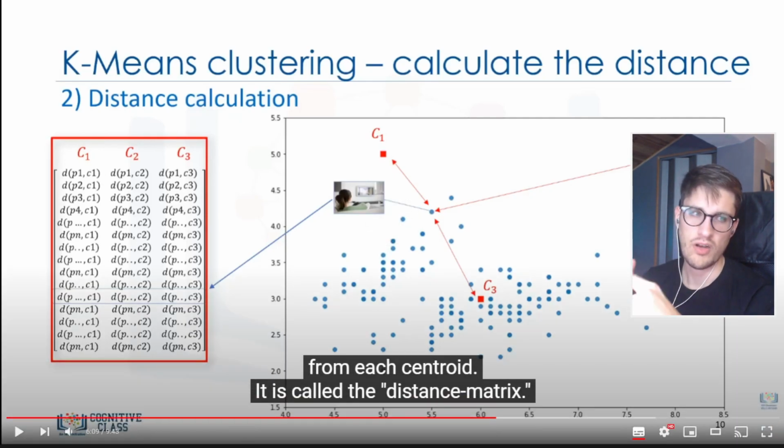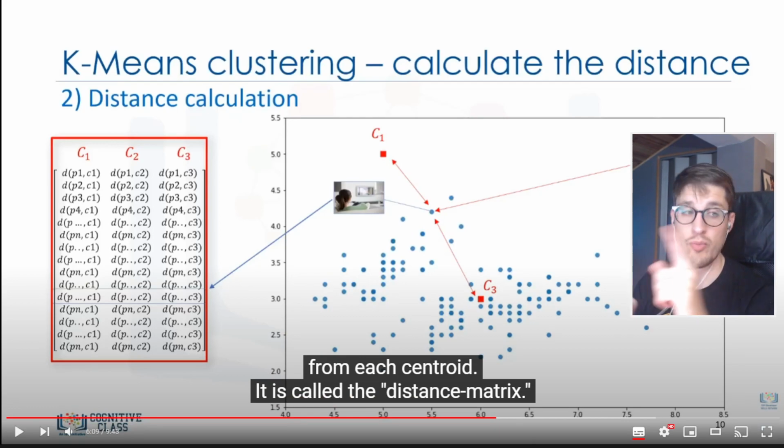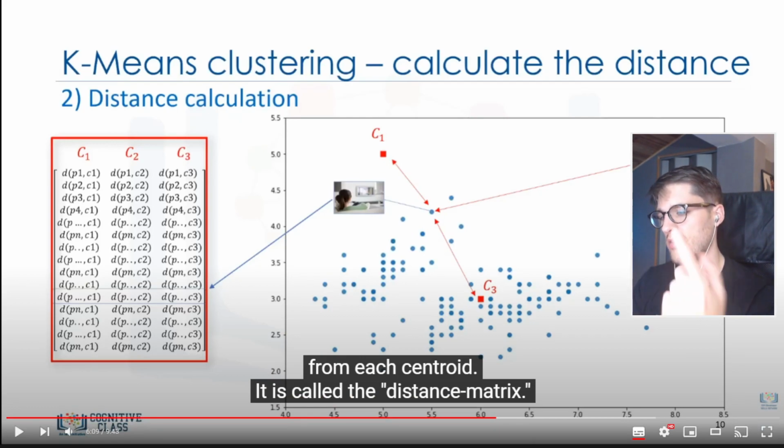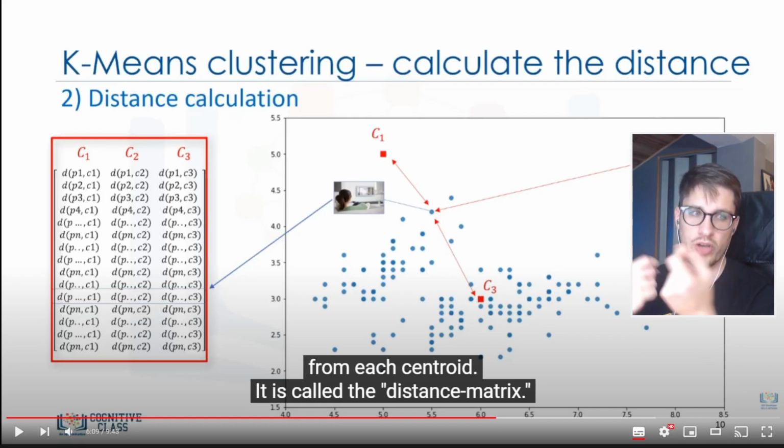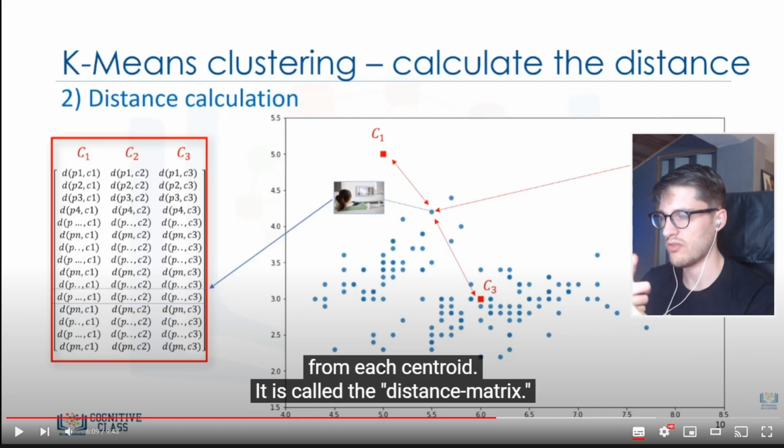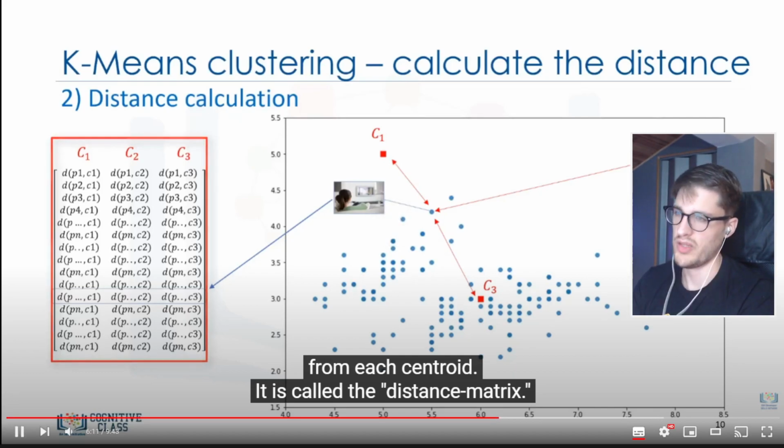Vale, y lo que hacemos ahora es calcular la distancia de cada punto del dataset con el centroide, con los 3 puntos aleatorios que hemos escogido. Y creamos una matriz por cada centroide, una columna por cada centroide y tantos registros como puntos tengamos en nuestro dataset. It is called the distance matrix. La matriz de distancia, ¿vale?